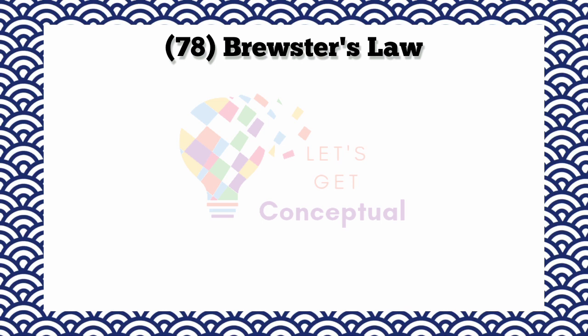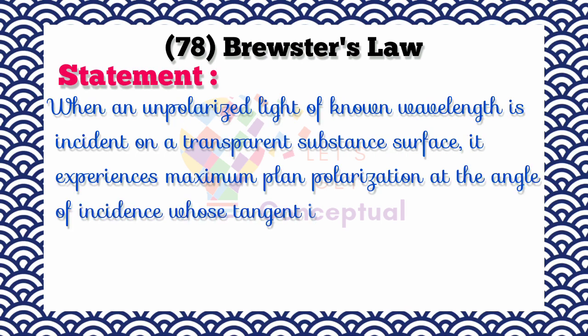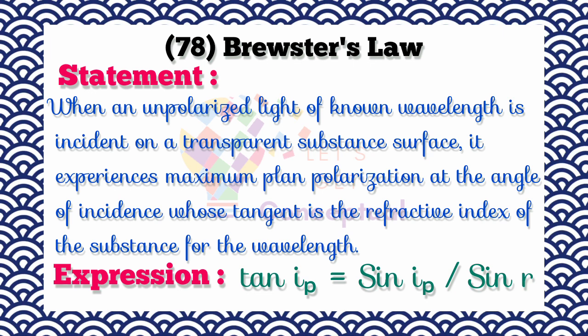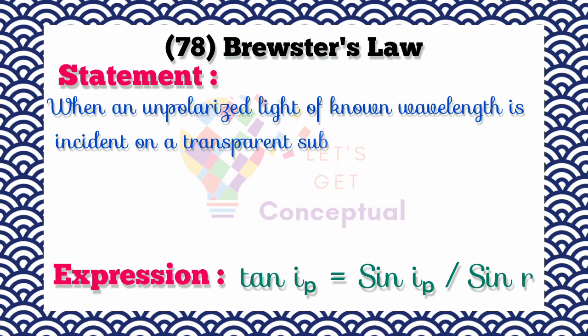Number 78. Brewster's law. Statement: when an unpolarized light of known wavelength is incident on a transparent substance surface, it experiences maximum plane polarization at the angle of incidence whose tangent is the refractive index of the substance for the wavelength. Expression: tan IP equals sin IP divided by sin R.